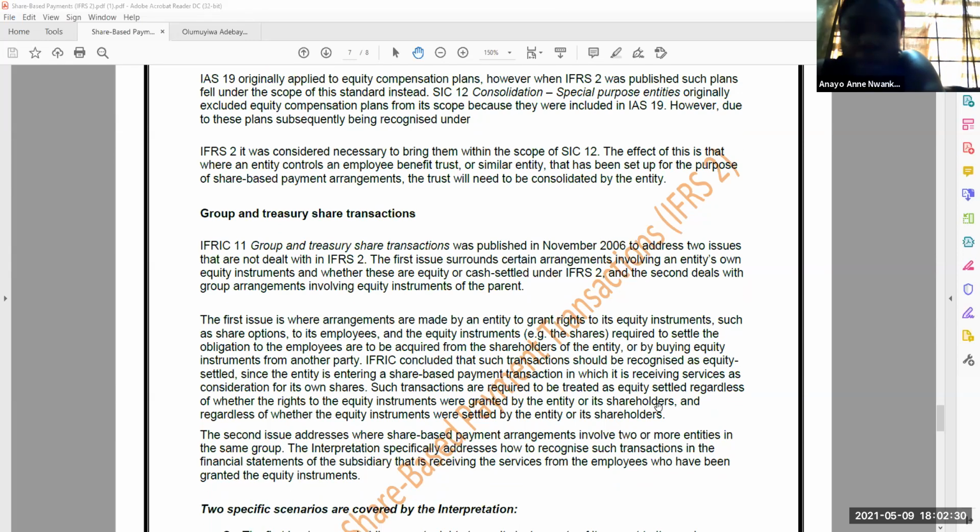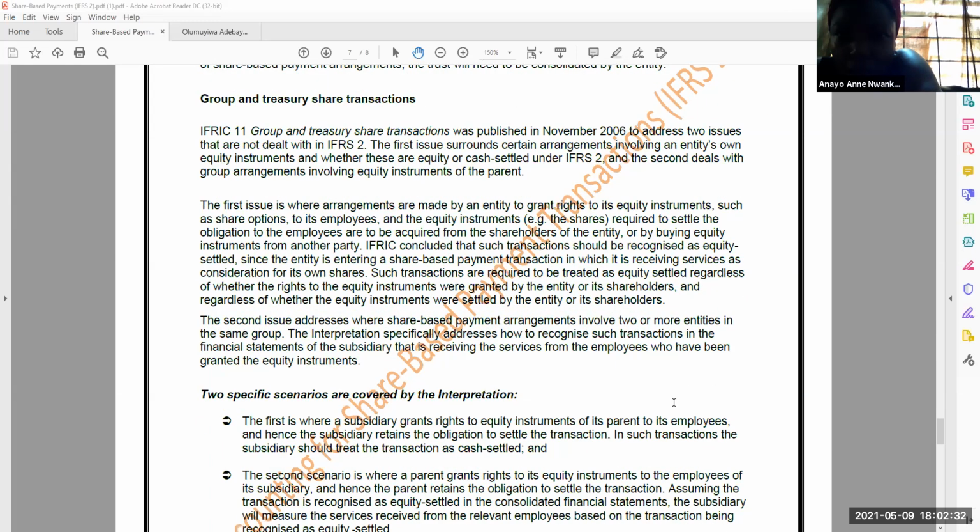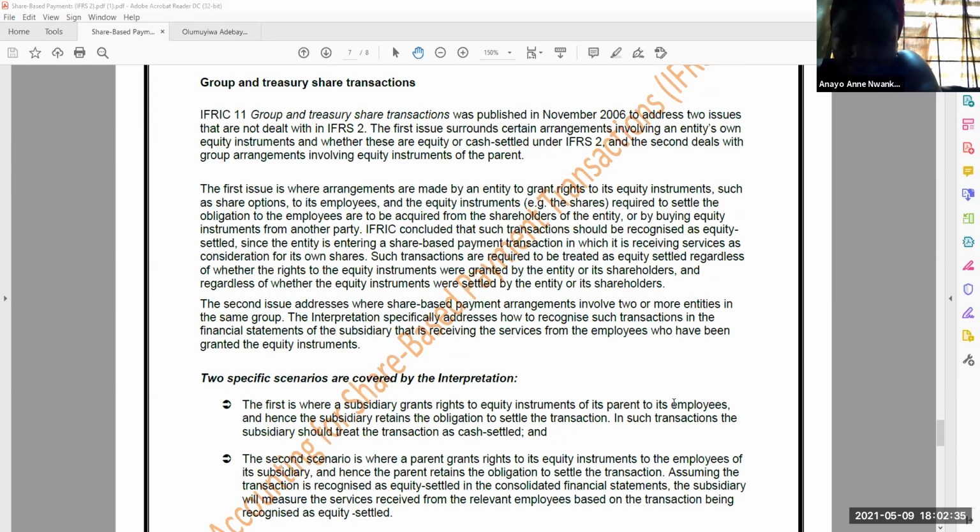Group and treasury share transactions. IFRIC 11 Group and Treasury Share Transactions was published in November 2006 to address two issues that are not dealt with in IFRS 2. The first issue surrounds certain arrangements involving an entity's own equity instruments and whether these are equity or cash settled under IFRS 2. And the second deals with group arrangements involving equity instruments of the parent.